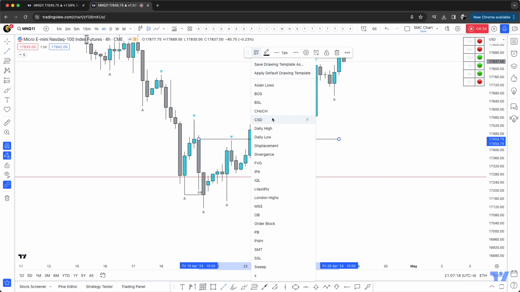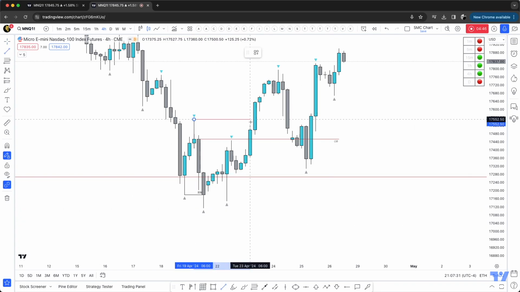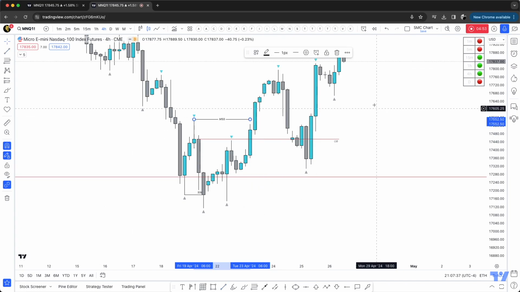Also known as change in the state of delivery. There you go, another word that makes ICT more complex. It's the same thing: change in the state of delivery, order block, basically the same thing. And where is the market structure shift? Right here. We do have a market structure shift right here. Or CHoCH, again, another type of word. So there we go, right?